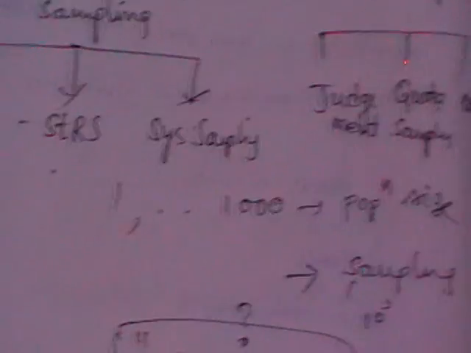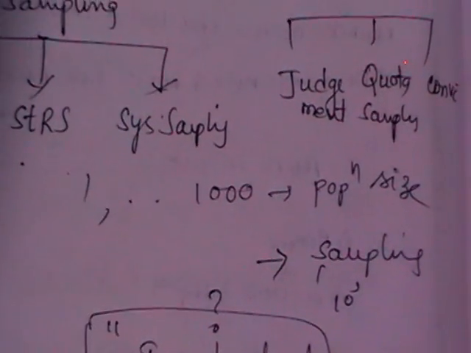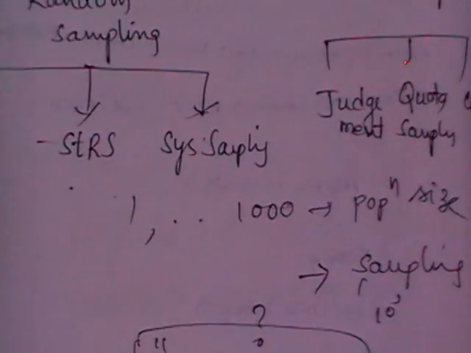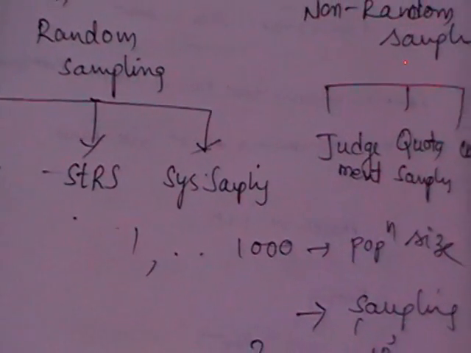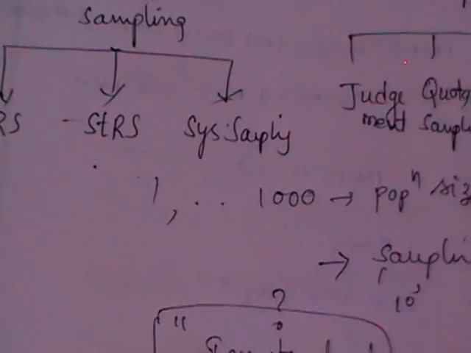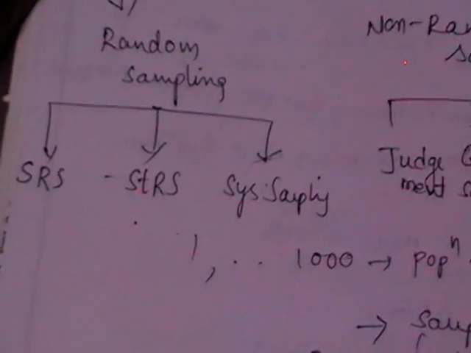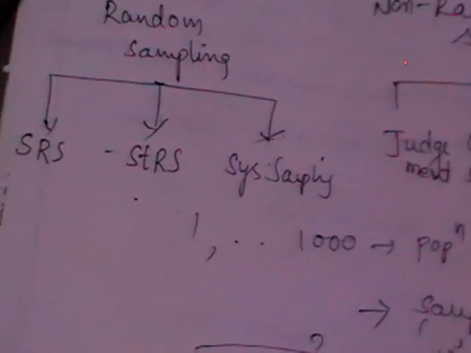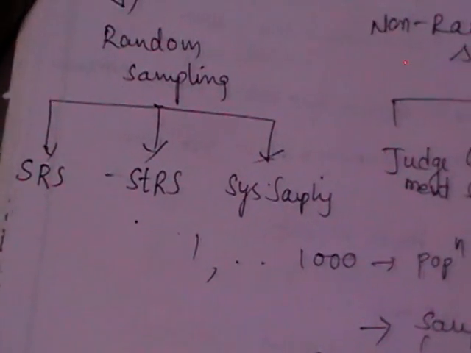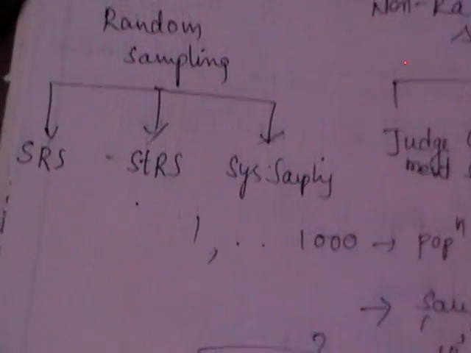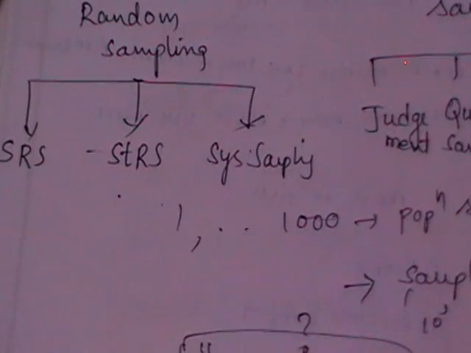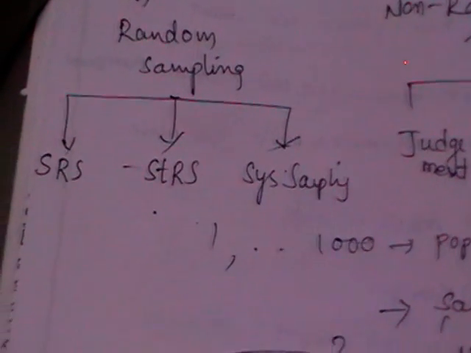Next one is quota sampling. Quota sampling is also a non-random sampling technique. Non-random means we are not assigning any rule for selecting units into the sample. Quota sampling is also one of the judgment samplings only. Those units are selected into the sample where certain quotas are assigned to the units in the population depending upon religion or political or some other individual characteristics.